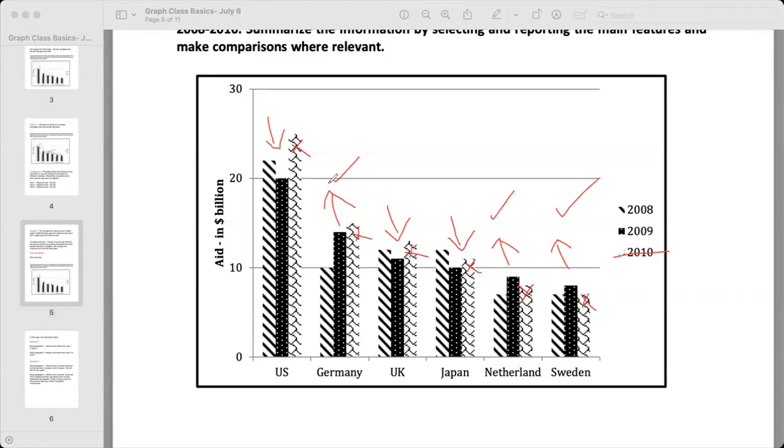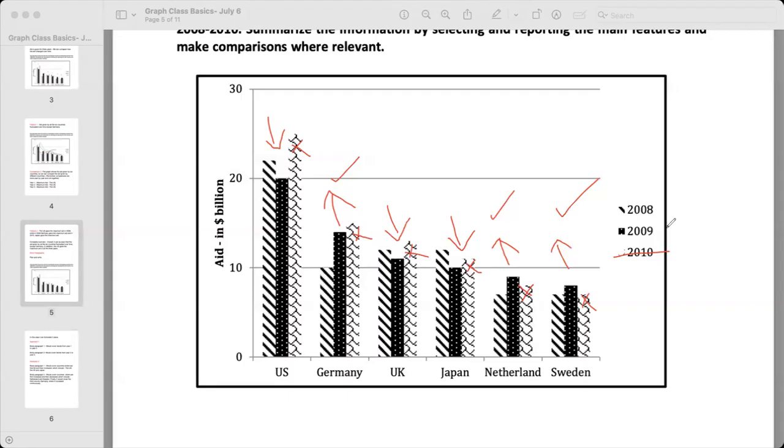And I'll give the data to support it. This is what my main features are. In case of the US, UK, and Japan, the funding decreased, while Germany, Netherlands, and Sweden increased their funding. And I'll mention the data too, to support it, to show that it happened. So $22 billion to $20 billion. So like around 12 to 11, around 12 to 10. I'll mention that.